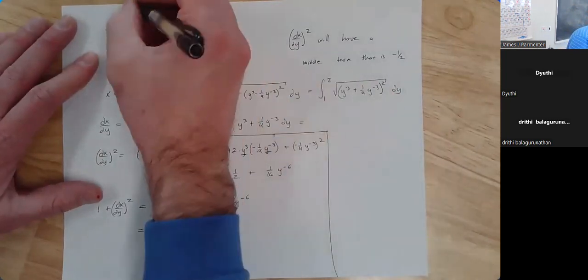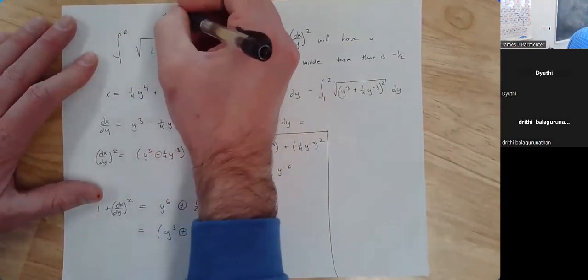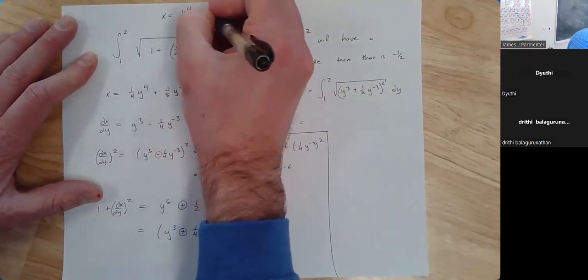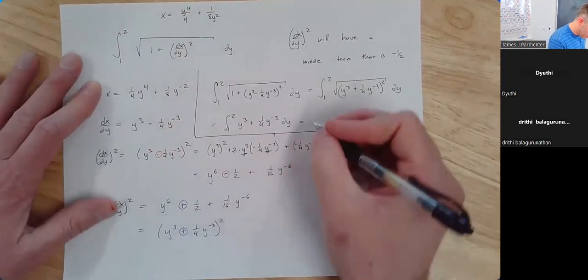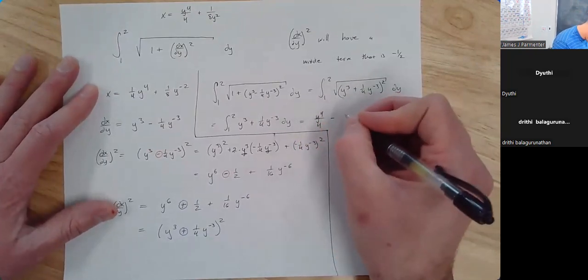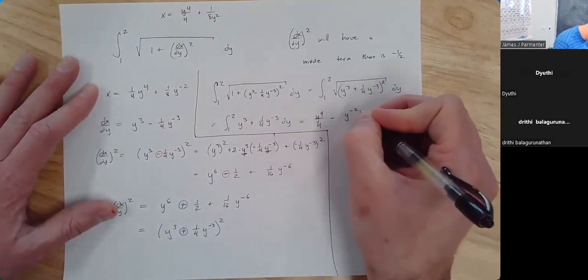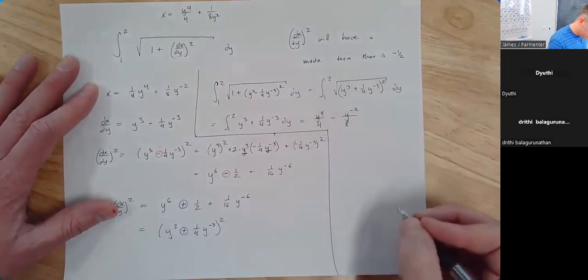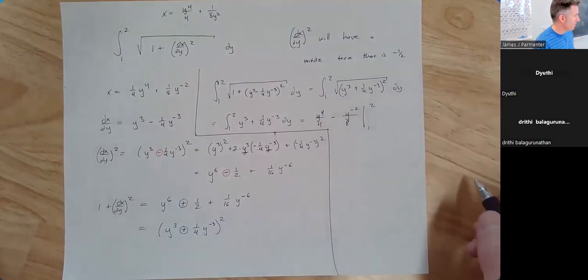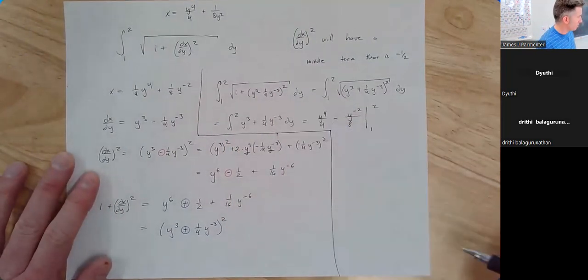Which I didn't write down, which I'll write down up here. The function we started with was y to the 4th over 4 plus 1 over 8y squared. When we integrate this, we get y to the 4th over 4 minus y to the negative 2nd over 8. Almost exactly the same function we started with, except that the middle sign has changed.